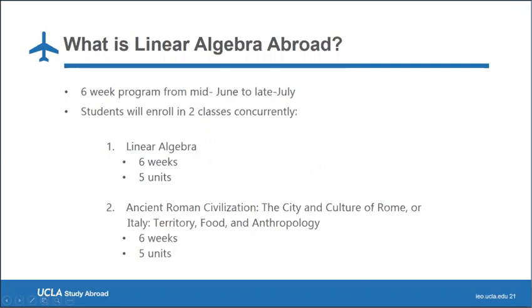So the first course you will be enrolling in is linear algebra, and this will total you for 5 units. And you also have the option to choose which elective you want to enroll in. You have the option of enrolling in Ancient Roman Civilization or Italy: Territory, Food, and Anthropology. This non-STEM elective, either one that you choose, would be earning you a total of 5 units. So for a total of 6 weeks abroad, earning 10 UC units.